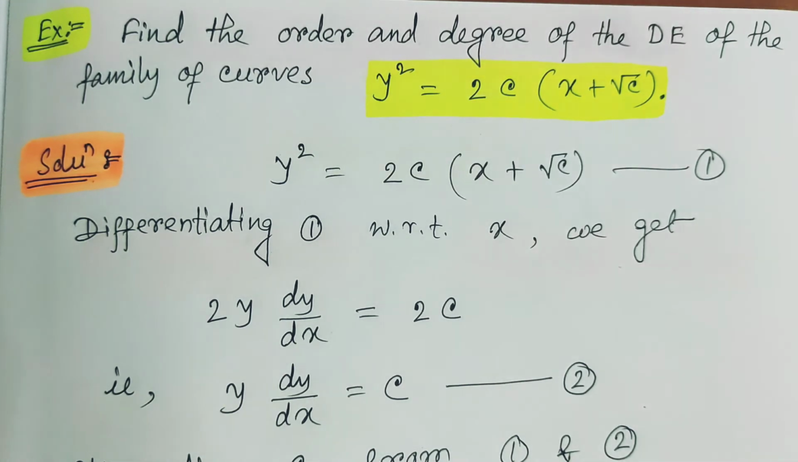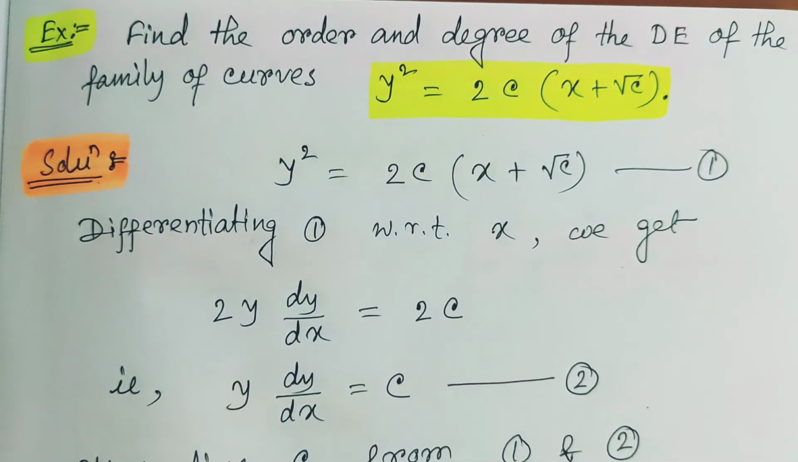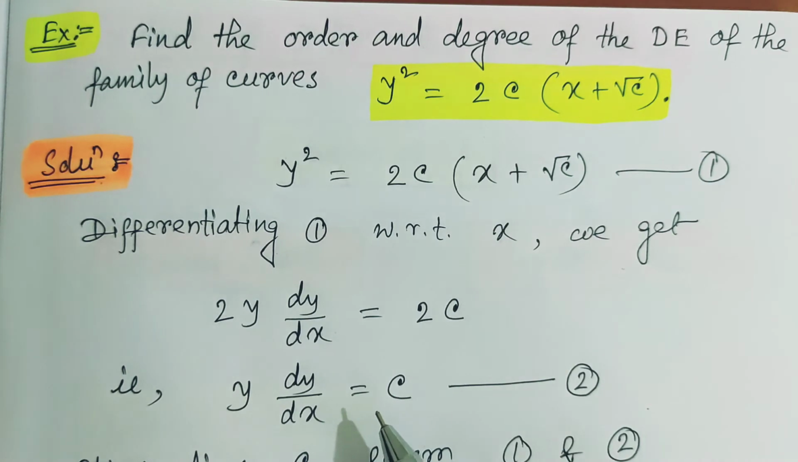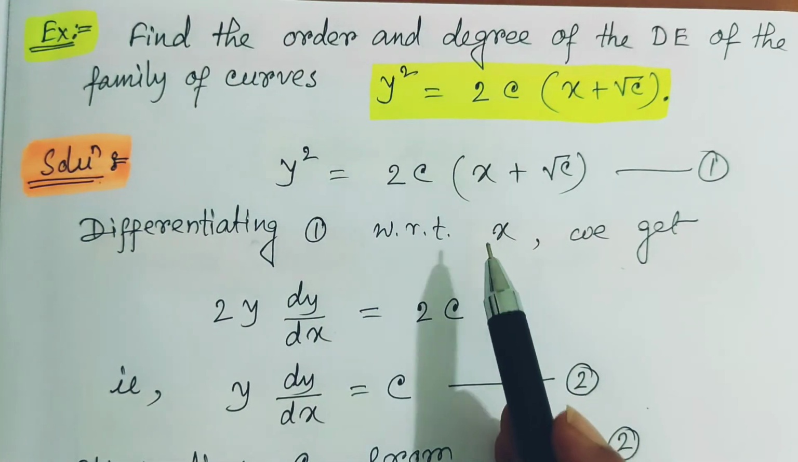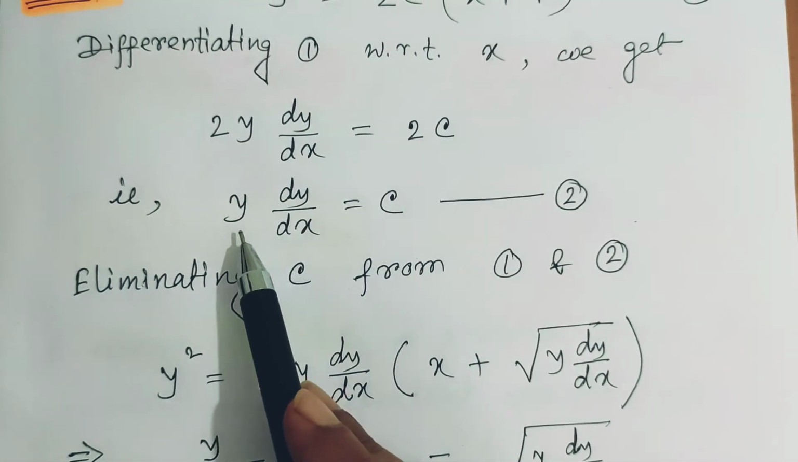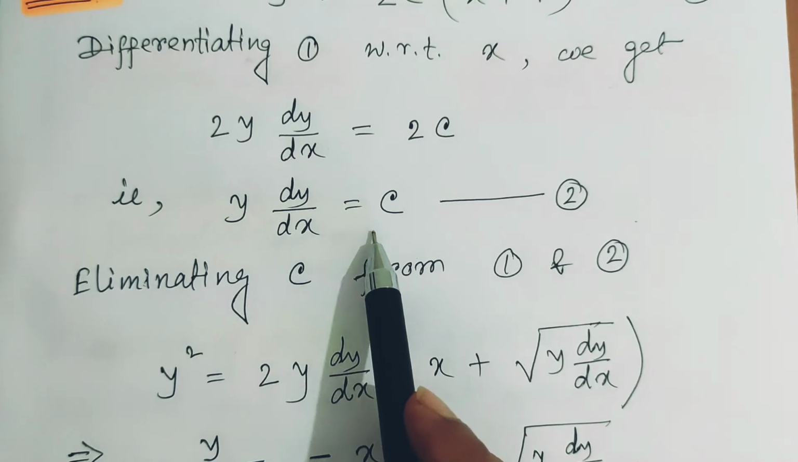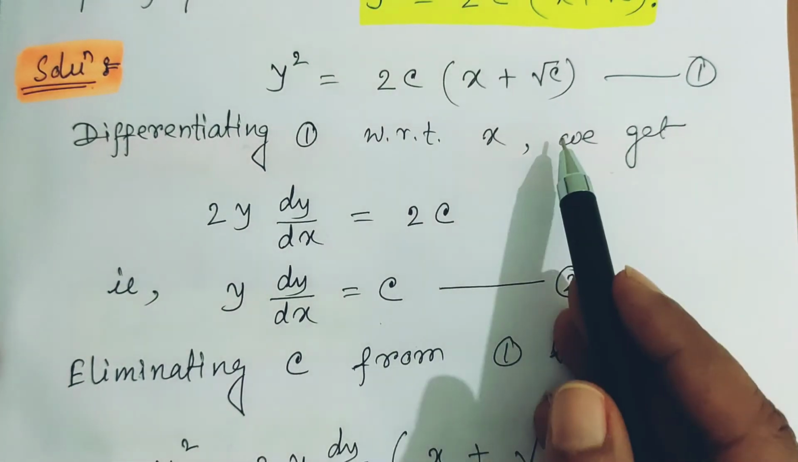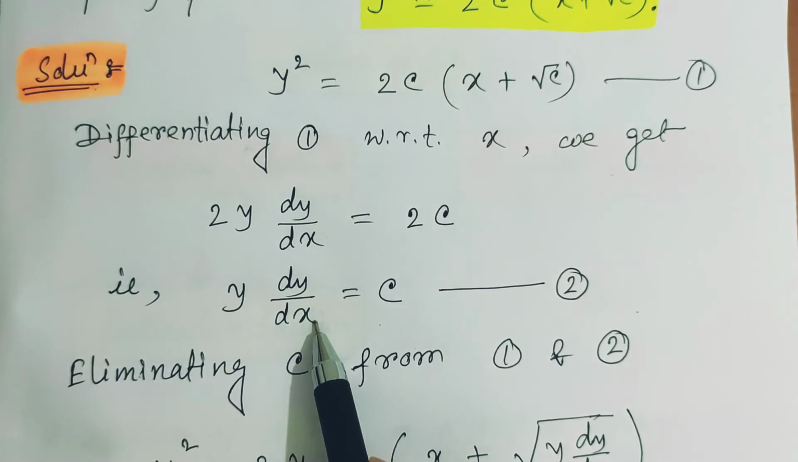So at first we should find the differential equation. For that, we first check how many arbitrary constants are there. Only one arbitrary constant is given. So we should take the first order derivative, only one time with respect to x. If we do that, we shall find y into dy by dx is equal to c. Now we should eliminate c from the given equation and the first order derivative equation.